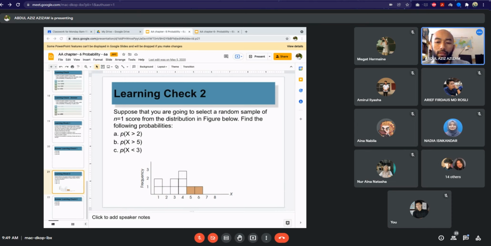Lepas tu dia cerita dekat I, dia sebenarnya ada dyslexia. I sebenarnya pun tak tahu. I pun ada sama-sama mirip dengan dia punya simptom.